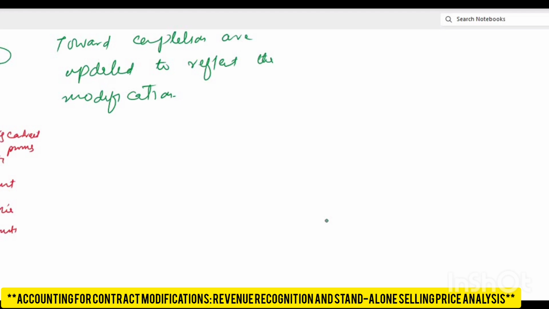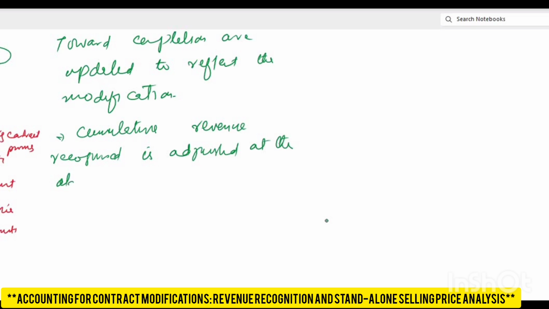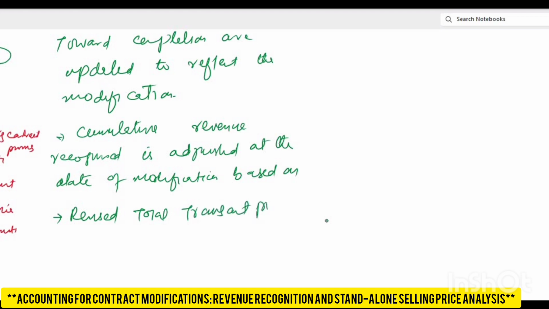Clear? Now the cumulative revenue recognized is adjusted at the date of modification, and that will be based on the revised total transaction price and the updated stage of completion. Clear?